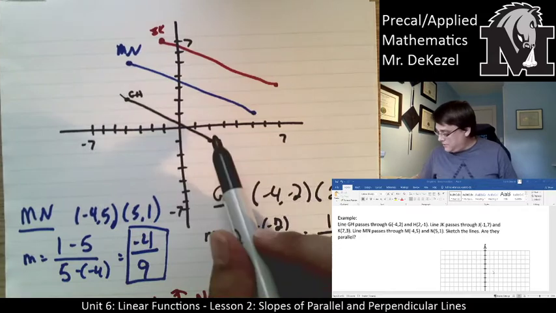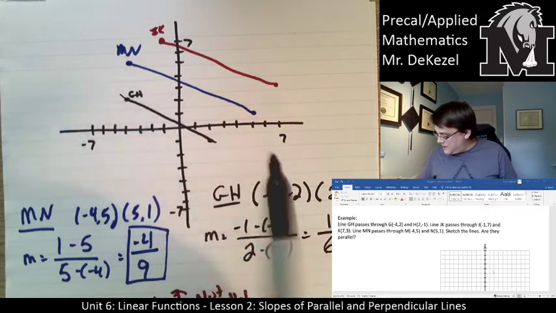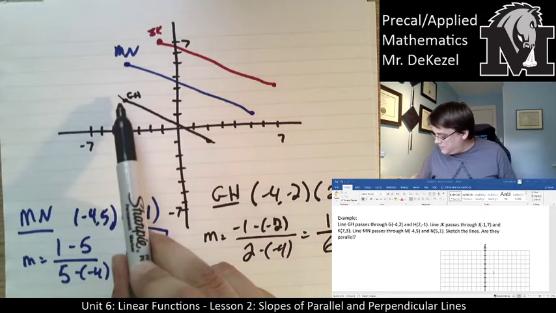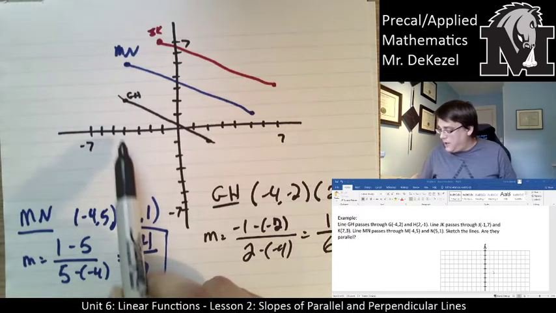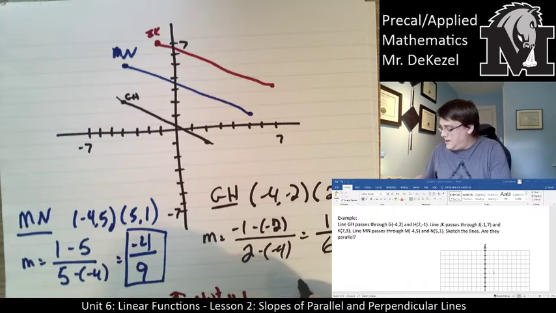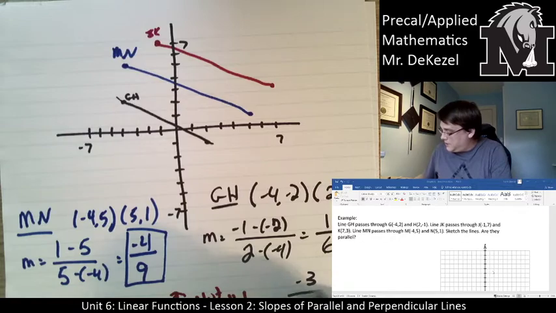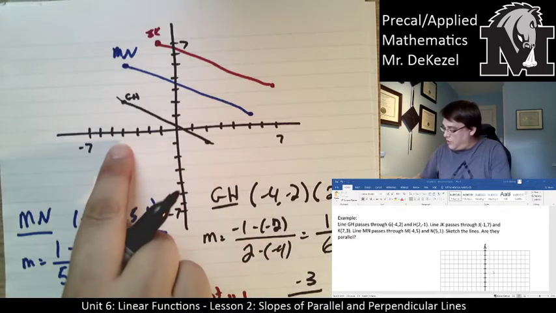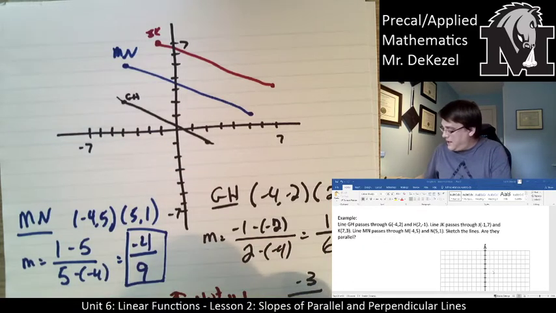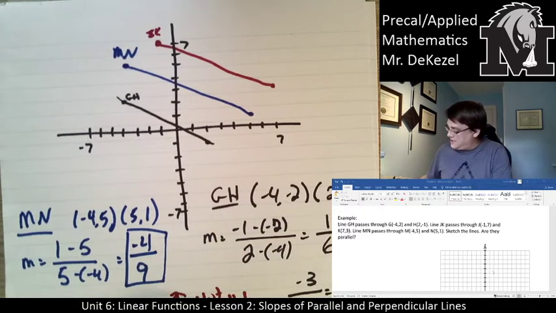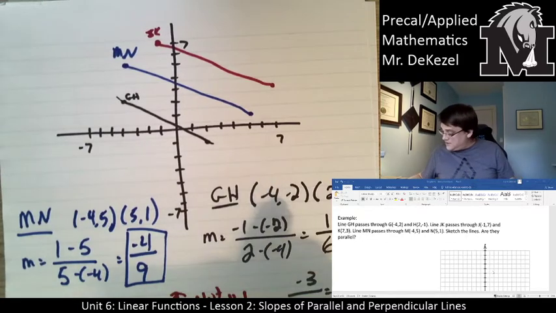If I just count from here, I'm going to go down from 2 to negative 1. So to me, that is a rise of negative 3. And then I'm going to go over from 4 to 2, and that is a run of 6. So that to me is negative a half, which is parallel to this line. So I have made a mistake somewhere in here.